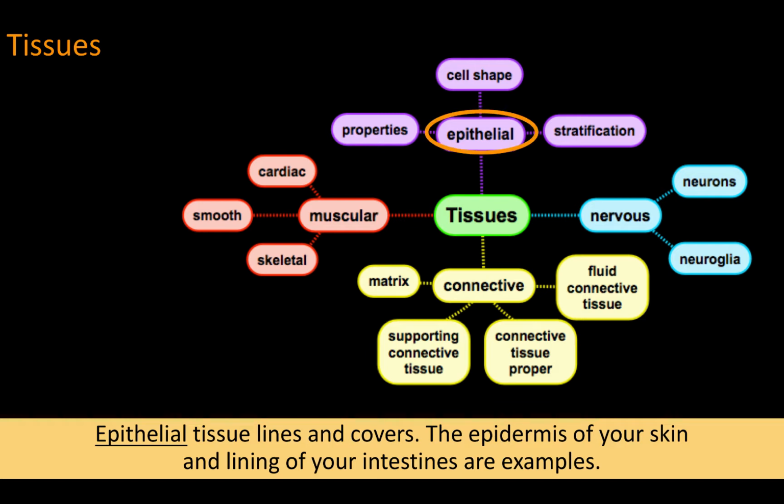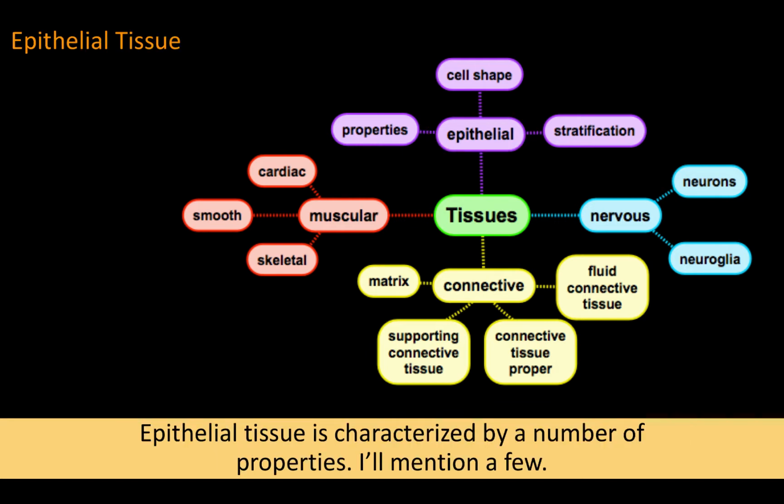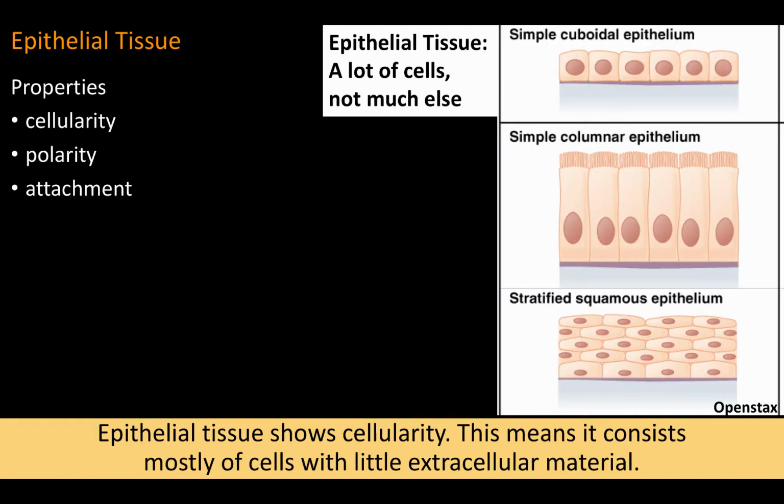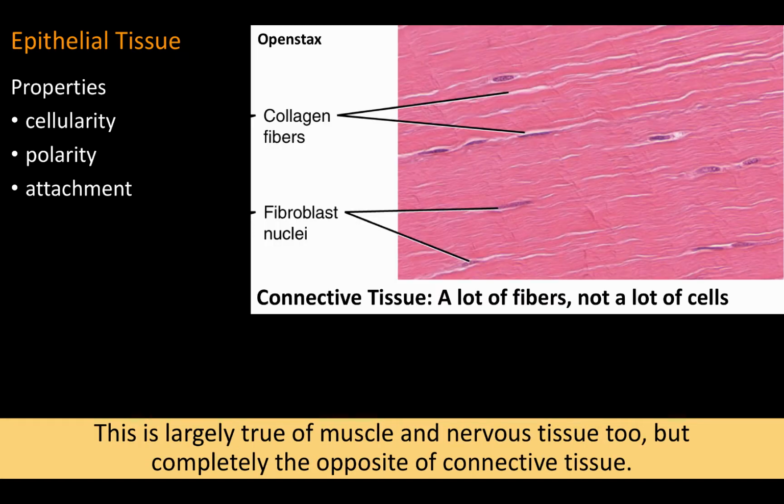Epithelial tissue lines and covers. The epidermis of your skin and lining of your intestines are examples. Epithelial tissue is characterized by a number of properties. I'll mention a few. Epithelial tissue shows cellularity. This means it consists mostly of cells with little extracellular material. This is largely true of muscle and nervous tissue too, but completely the opposite of connective tissue.